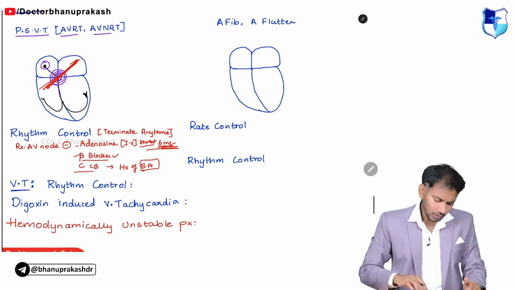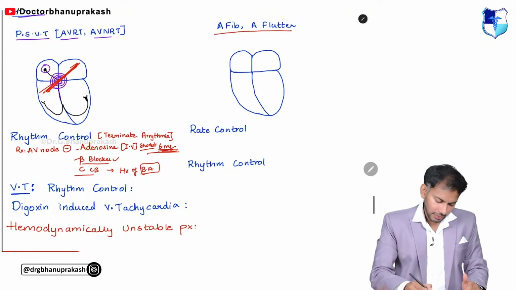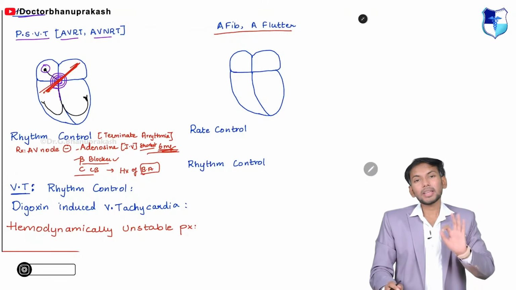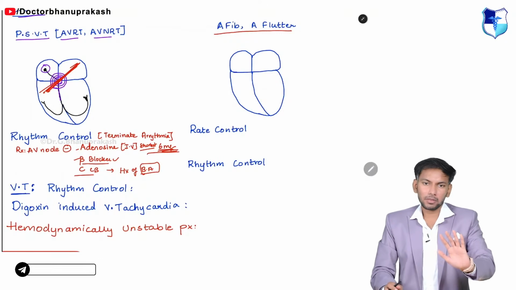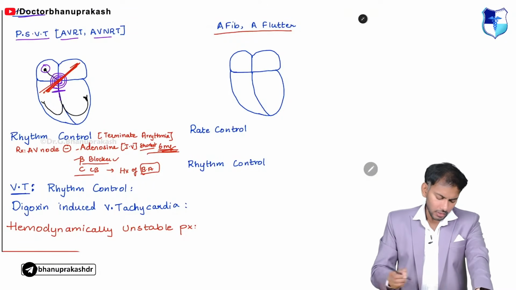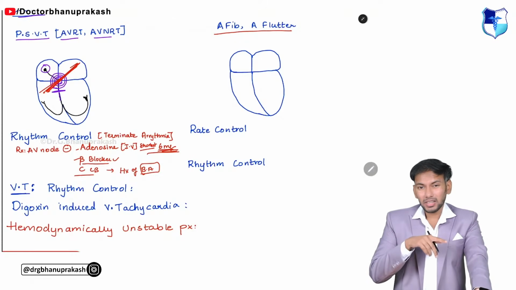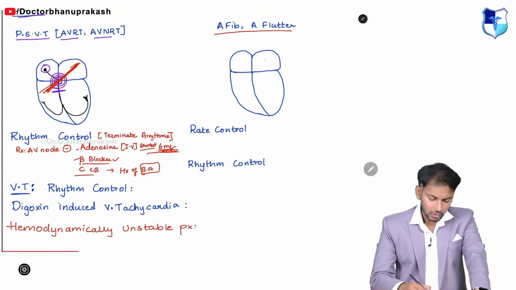Yes, this is PSVT. Please remember this. Now, coming to atrial fibrillation and atrial flutter. Why do AFib or A-flutter happen? PSVT is because of AV nodal re-entrant tachycardia. But what about AFib and A-flutter? There is an ectopic focus.